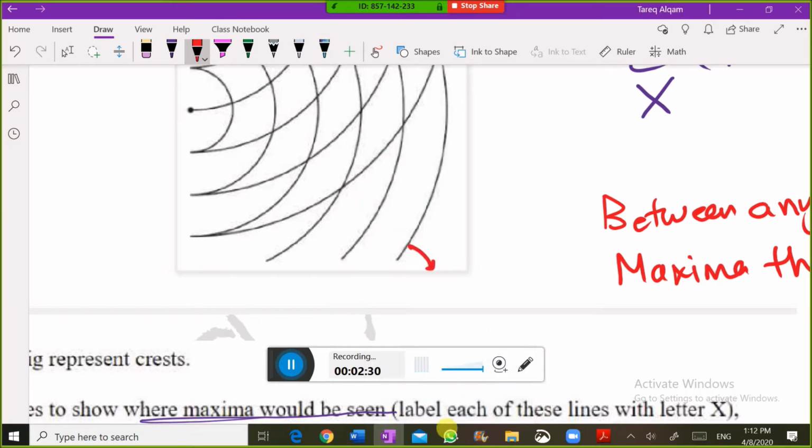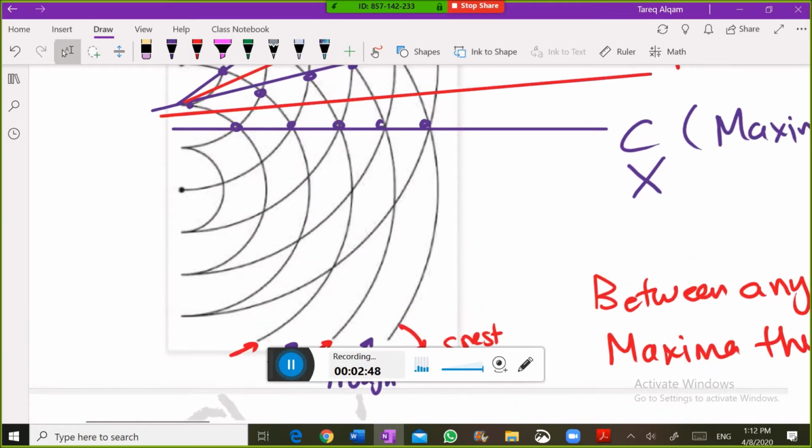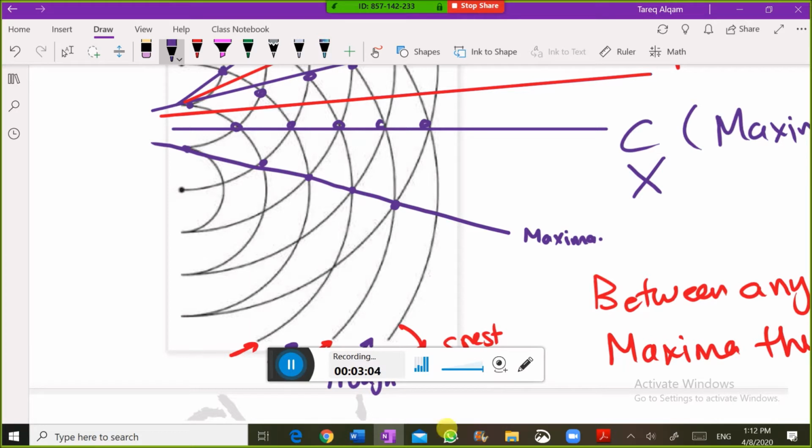Okay, guys. This solid line represents what? The crests. The space between the crests, guys, represents what? The trough. So here, the points where these lines intersect, meaning where crests intersect, this line shows maxima, because it's an interference or overlapping between crests.